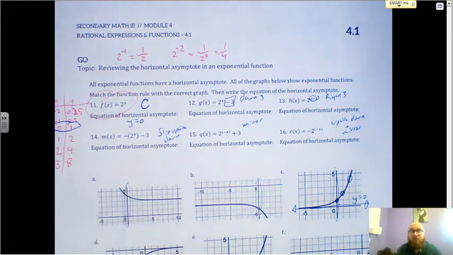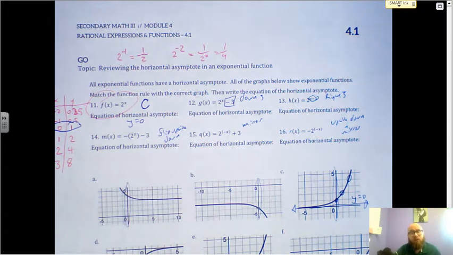Okay, so go do some productive struggle, battle with it, work with it, and through that process, come to me with any questions you might have. But those are going to be some of the asymptote and transformation knowledge that you're going to need to continue moving forward.